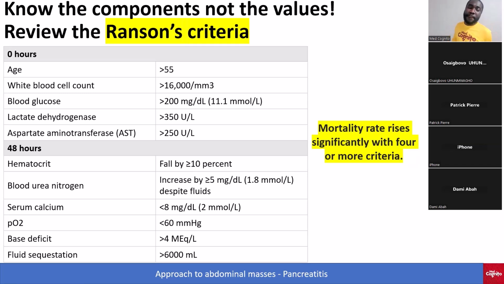Hematocrit levels, BUN, serum calcium. Remember that I said that in acute pancreatitis, serum calcium levels drop. And then partial pressure of oxygen and base deficit and fluid sequestration. So please, this is what we call the Ranson's criteria. You've got to know which ones can be used way early and which ones have to wait for about 48 hours to be used.